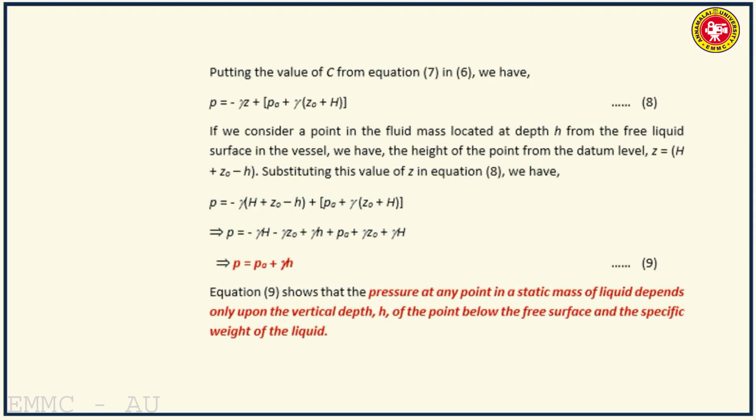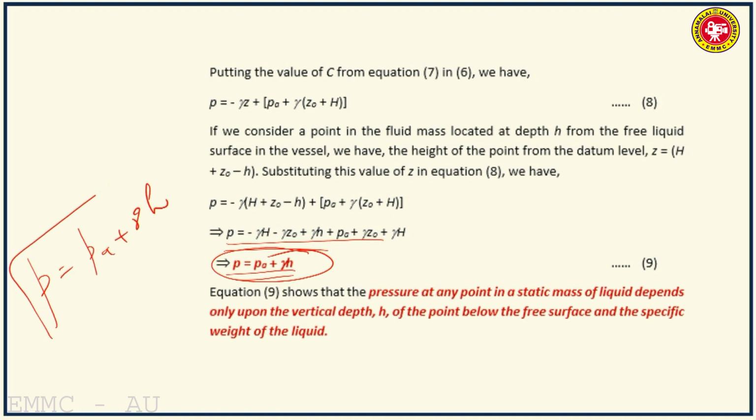So you substitute Z by this. So minus gamma into Z is the height of the point which is considered inside the liquid, H plus Z naught minus H plus this one. So when you simplify this, you will get P, the pressure at a point inside the liquid mass at a depth H below the free surface, is given by P is equal to PA plus gamma H.